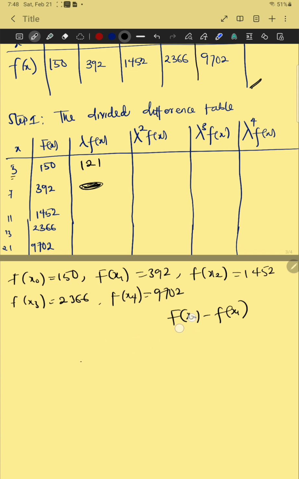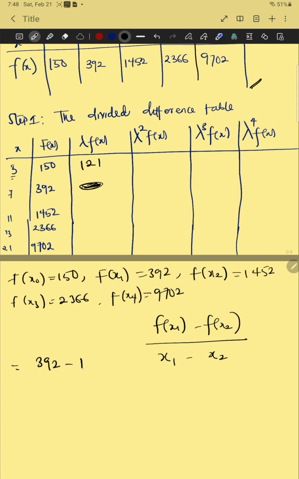So the next thing for us to do, how do we get the number there? We simply say f of x1 minus f of x2 all over x1 minus x2. What we are simply saying here is 392 minus 1452 divided by 7 minus 11. Did you see that? And that will give us 265. So quickly write that down, 265. So we are going to observe the same pattern.